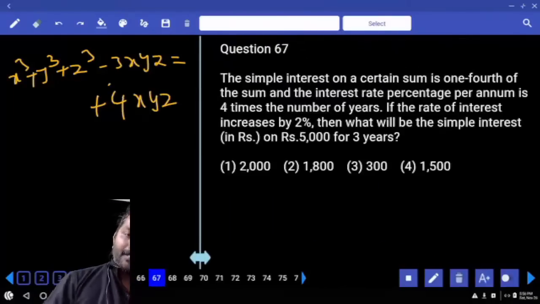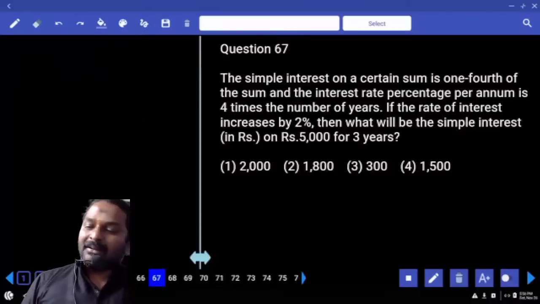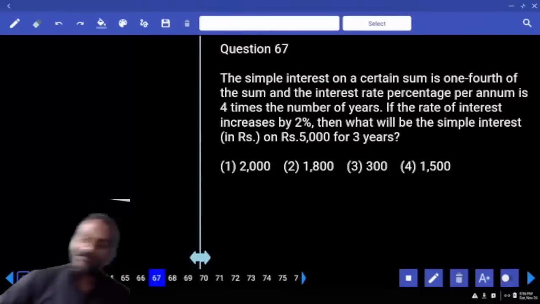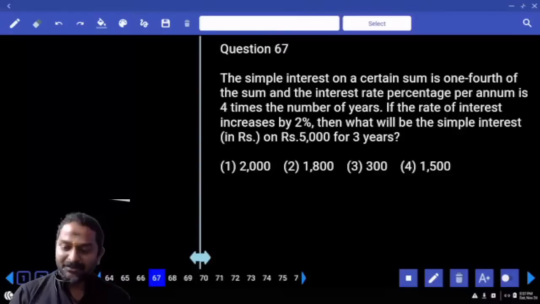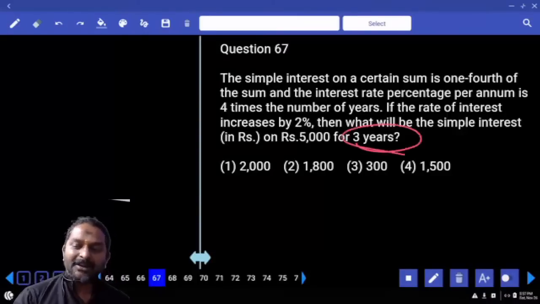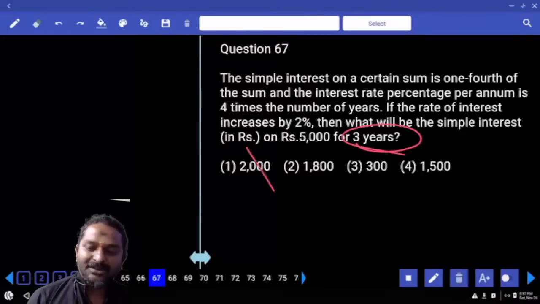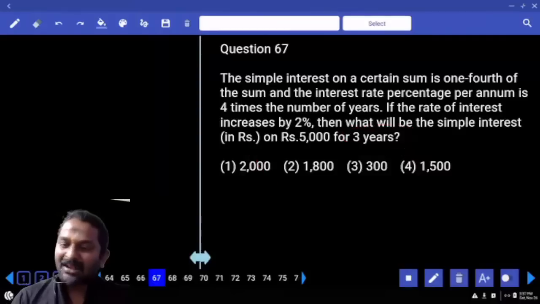Will you? Next, simple interest on a certain sum is 1/4 of the sum and the interest rate percent per annum is 4 times the number of years. If the rate of interest increases by 2%, then what will be the simple interest on 5,000 for 3 years? Right, మూడు ఆప్షన్లు పాసిబిలిటీలు ఉన్నాయి. 3 years అన్నారు కాబట్టి సింపుల్ ఇంట్రెస్ట్ x into 3 అనే కదా, 3 మల్టిపుల్ అవ్వాలి ఫస్ట్ ఆప్షన్ కాకుండా, మిగిలిన 3 అవటానికి ఛాన్సెస్ ఉన్నాయి. ఒకటే 3 మల్టిపుల్ అంటే అది కూడా మనం చేయక్కర్లేదు.